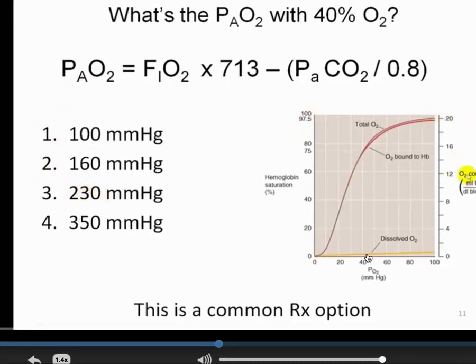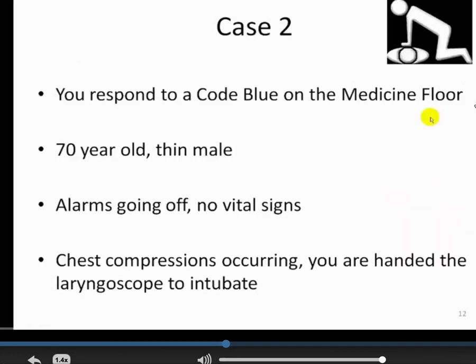And overall oxygen content should stay at about 20, it doesn't really go up significantly, and the reason why is we're at this plateau. So understanding that content would certainly be maximal at this point, about 20 mLs per deciliter of blood.